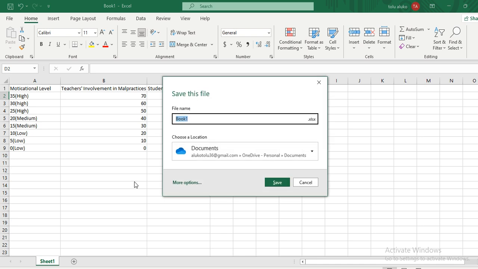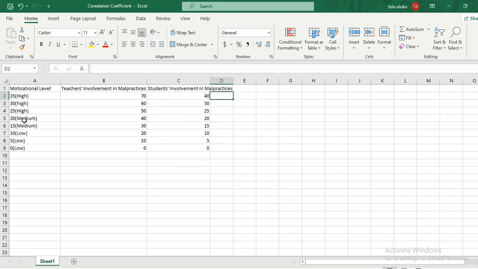We decipher our data set and we are calling it correlation coefficient. Okay, so here we can decipher our graph. If you want to interpret here, we now have two variables: teachers' involvement and students' involvement in malpractices. Now, how are we going to represent this one with a graph? A graphical representation.